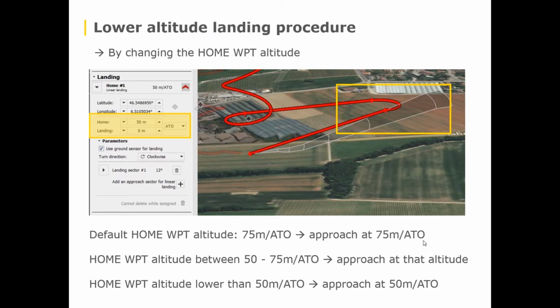If you change the home waypoint altitude to be between 50 to 75 meters, it will accordingly do the approach and the landing procedure at that level, for example, 60 meters. If your home waypoint is lower than 50 meters or at 50 meters, your approach will be done at 50 meters. Lowering that home waypoint altitude will ultimately also shorten the landing approach. You see, it's not the original length, it's going to be slightly shorter.